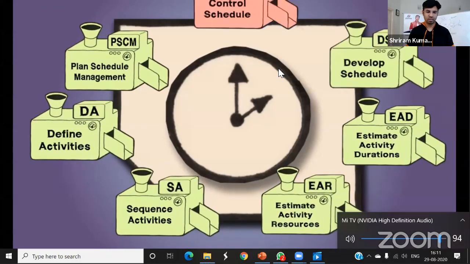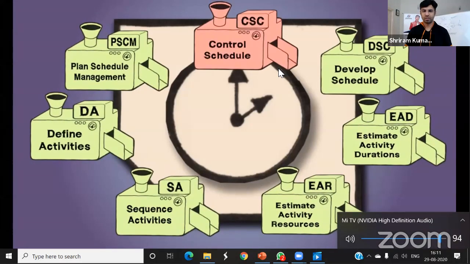6 of these are in the planning process group, and 1 is in the monitoring and controlling process group.